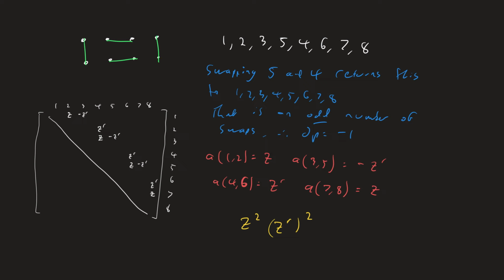This matrix here was chosen to obtain this result here. Recall that this matrix was constructed simply by saying, because a tile from 1 to 2 will be vertical, we therefore put a z in the position 1 to 2 in the matrix. And similarly, because a tile from 3 to 5 would be horizontal, we essentially put a z prime in the matrix at 3, 5, and so forth.